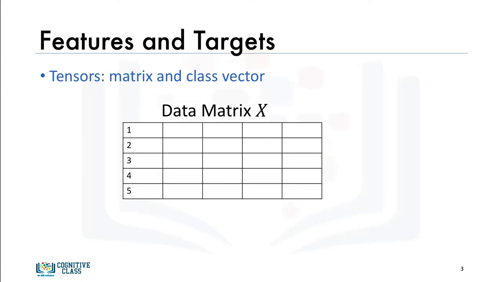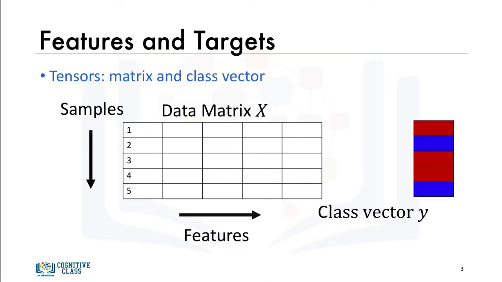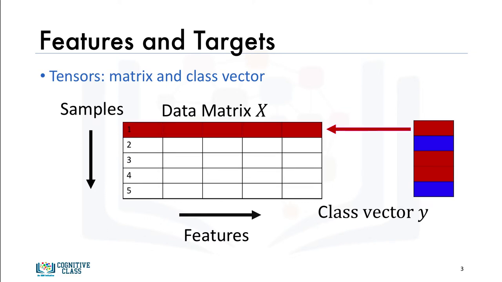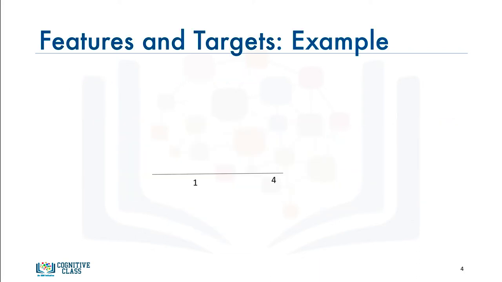So we have a data matrix, and the different columns represent features, and the different rows represent samples. We also have a class vector, and this class vector can take on discrete values, which we'll represent with different colors. So in this case, we have the class red and the class blue. Every element in the class vector corresponds to a different row in the data matrix. We can plot these points in the number plane, where the different color represents the class.